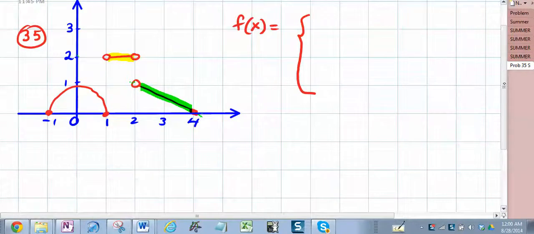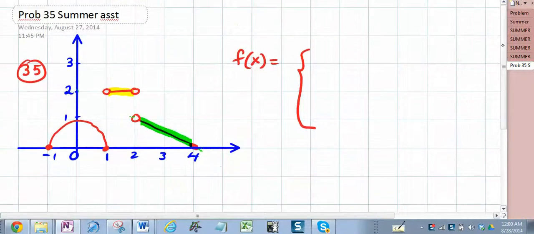Number 35 of your summer assignment asks you to find the piecewise defined equation that represents a given graph. The given graph is in three parts. The leftmost part is a half circle. It's the top half of a circle whose center is (0, 0), and its radius is 1.